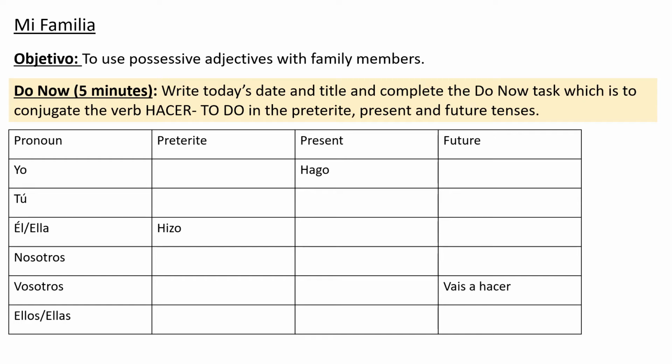So I would like you to write down the date and the title. So mi familia is your title and underline them, and then write down the objective. Your objective today is to use possessive adjectives with family members.